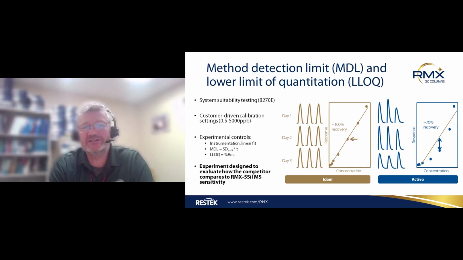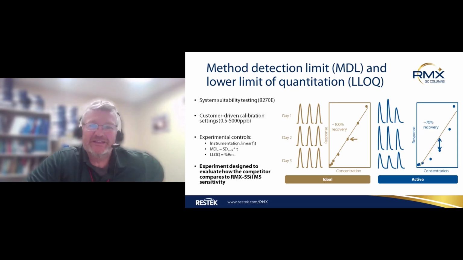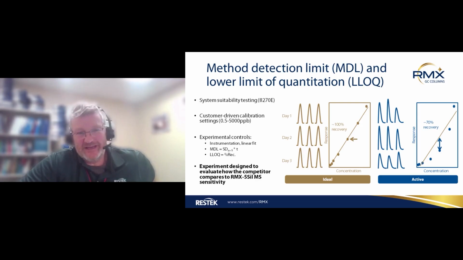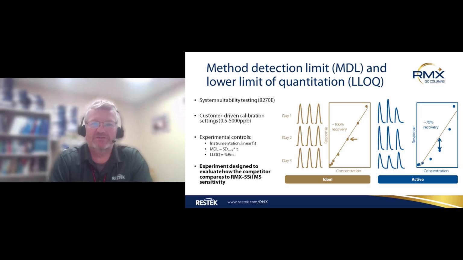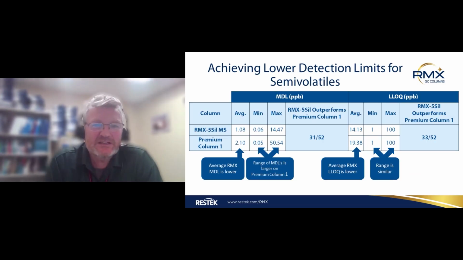So if we're looking at method detection and quantitation, these are some other ways that we can evaluate the low end and show that this column outperforms other columns out there. And here's an example of method detection limit in parts per billion. Again, if we're running this, we're averaging about 1 part per billion for a method detection limit. Other columns are going to come in around 2 parts per billion.